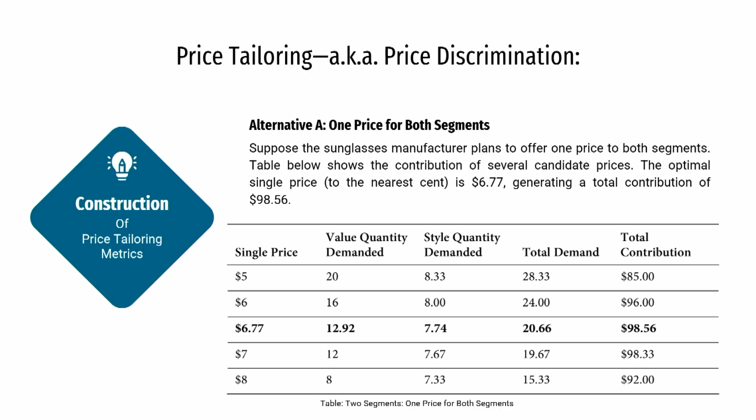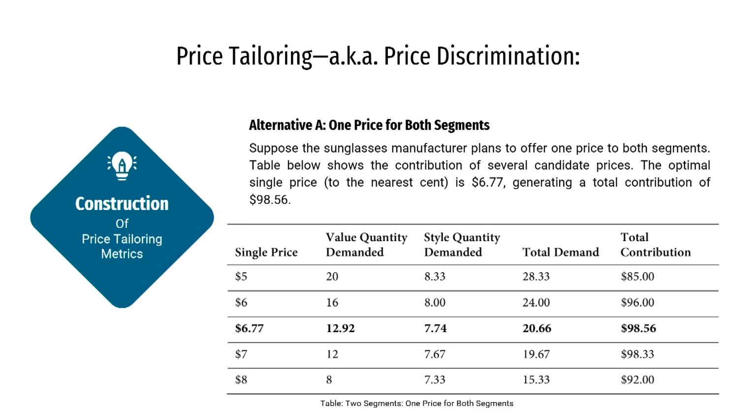So, for different segments we will keep different prices. Let us dive into each of these alternatives in detail by two examples. The first example is alternative A, that is one price for both the segments.